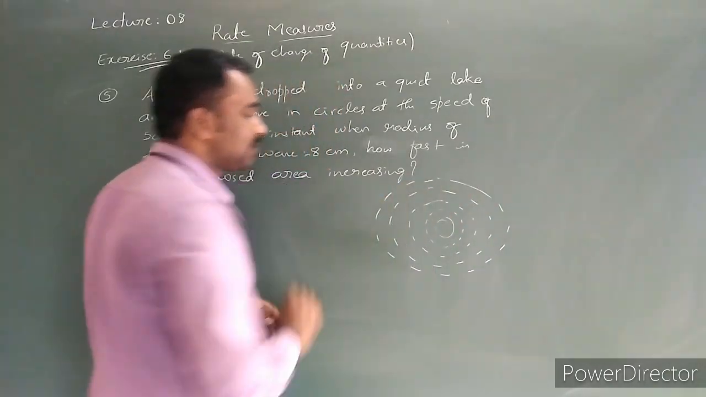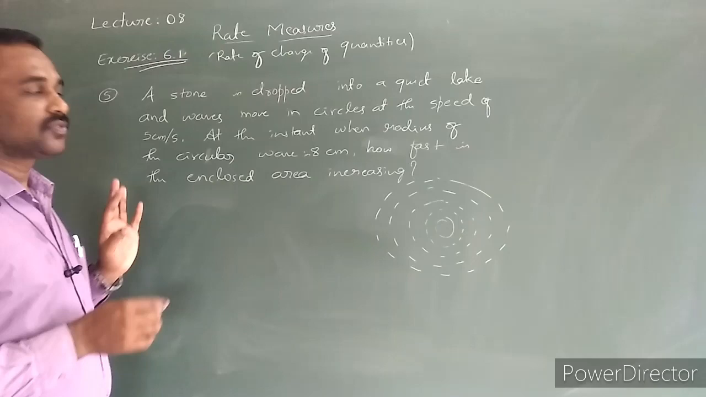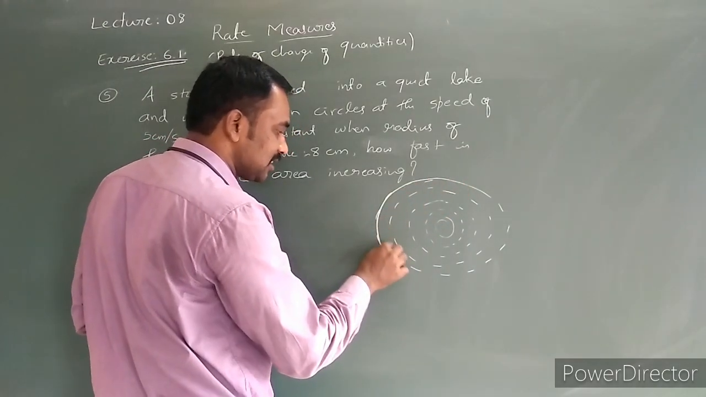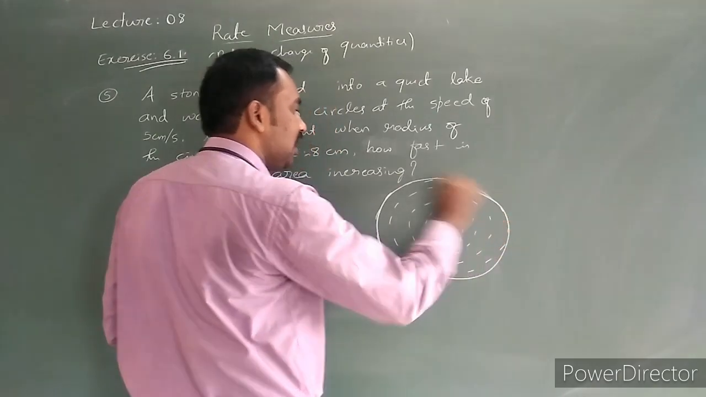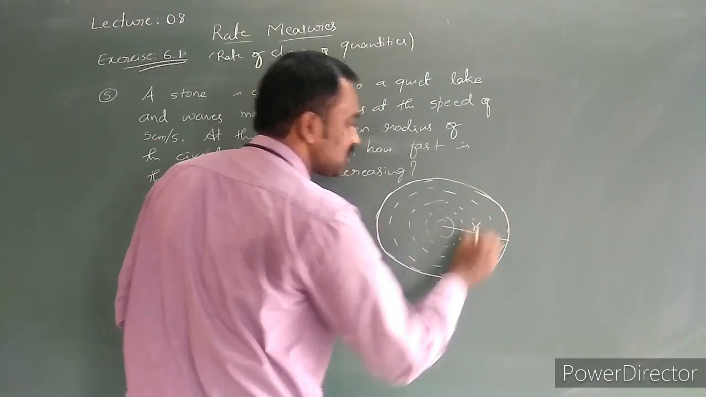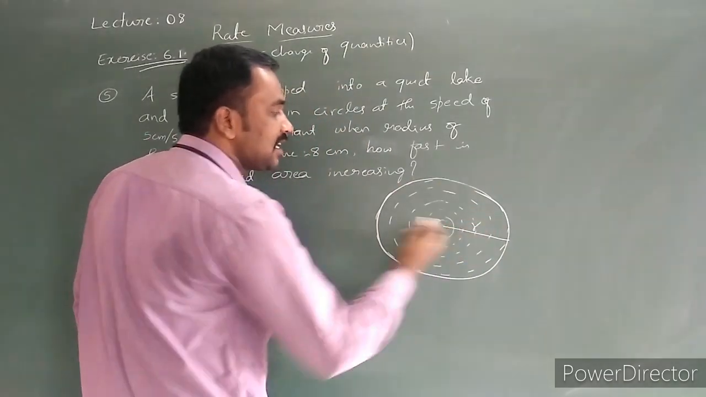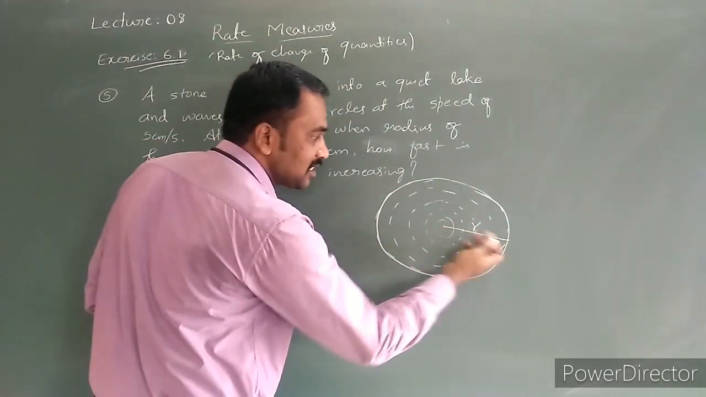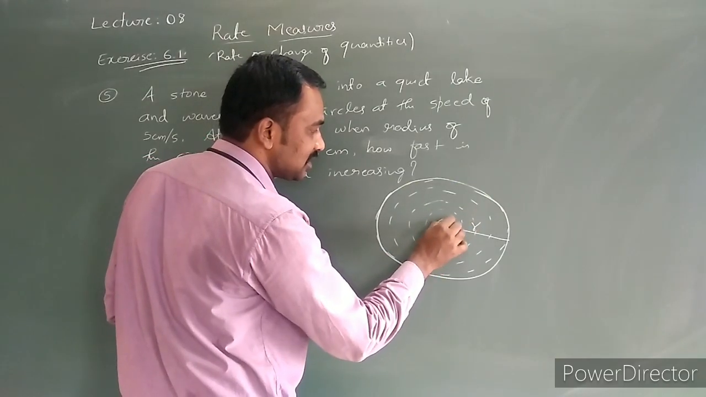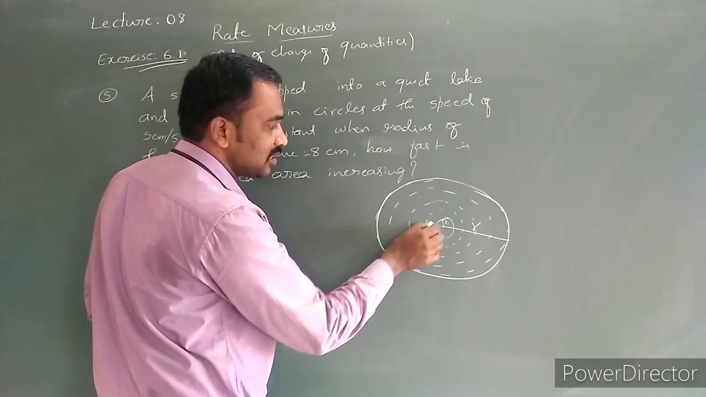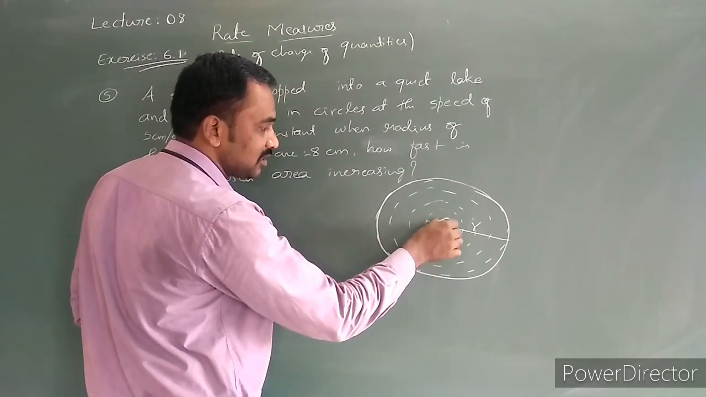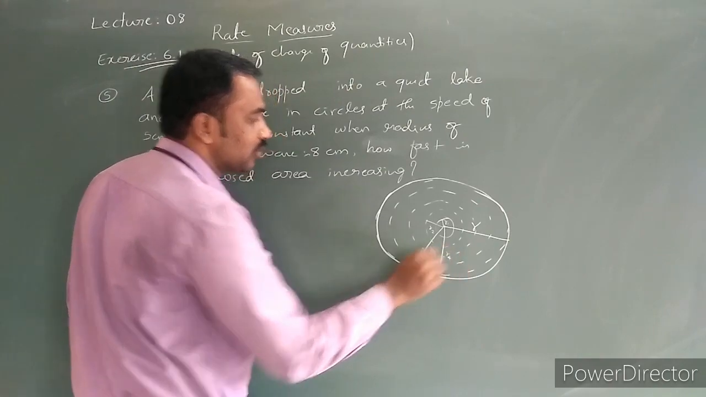Whenever a stone is dropped into a quiet lake, circular waves will be formed. Circular waves means, can I take it as a circle? For a circle, there is the radius and the area of the circle. The radius is changing at this moment. Suppose I take this as the radius, this radius is R1, this radius is R2, this radius is R3, this radius is R4, like that.